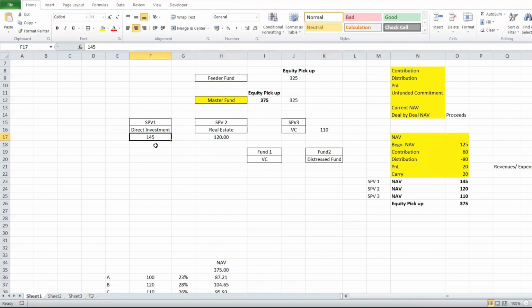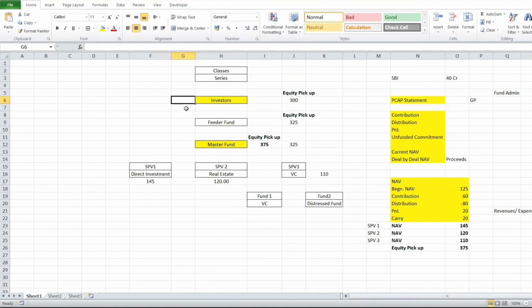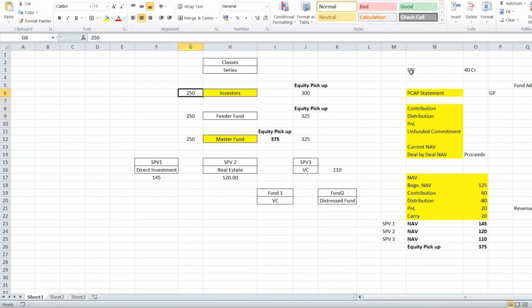What I'm going to do here: this SPV is earning 149. Now, I didn't tell you one thing, and that's why I think you are getting confused. Suppose I have invested here 250. This is the investment side I'm telling you. The investor has invested 250 at the feeder level, and the feeder has invested 250 in the master level.